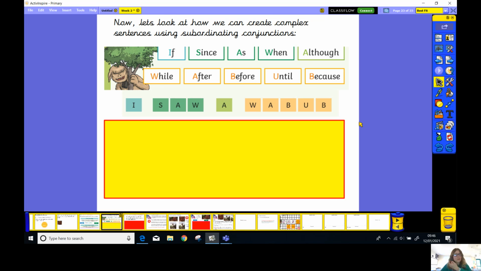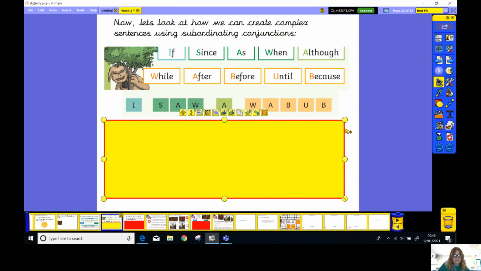Now in Year 4, we try to see if we can use as many of these conjunctions as we can in our writing. Sometimes we're very good at using as, we use that quite a lot, and because, but we want to see if we can really try and stretch ourselves to use the more tricky ones like although and while and since. Okay, so today that's my challenge. How many can you use? Not in one sentence, but in a variety of different sentences, can you use the different subordinating conjunctions?